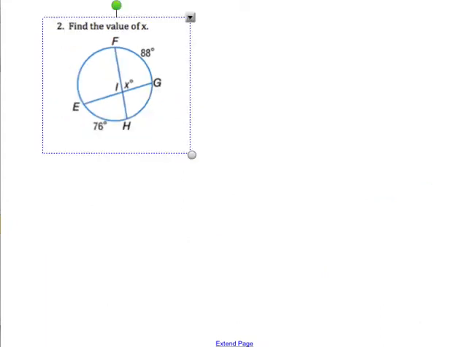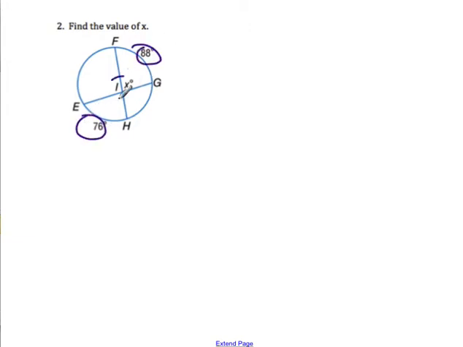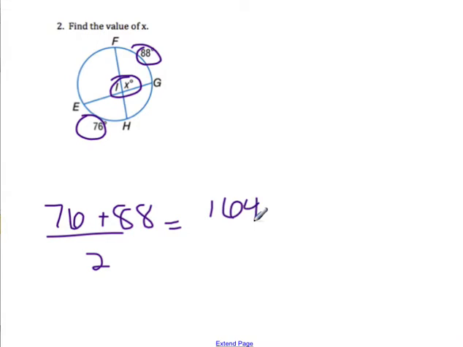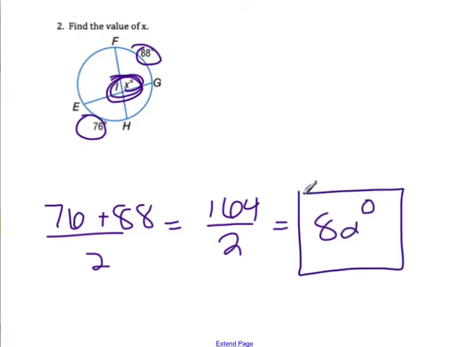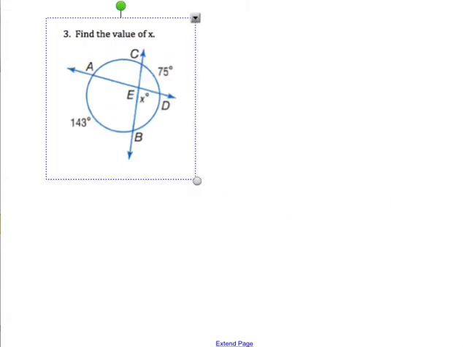Okay, let's take a look at number 2. For number 2, again, we need to look at these exterior arcs, and then that's the interior angle associated. So again, we can take 76 plus 88 and divide that by 2. 76 plus 88 gives us 164, divided by 2. That's what's going to give you that interior angle. So you end up getting 82 degrees for that interior angle by just adding the sums of the arcs and dividing by 2.